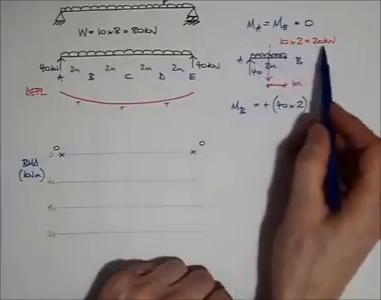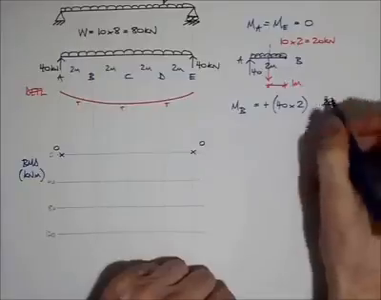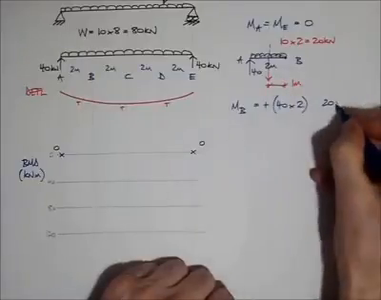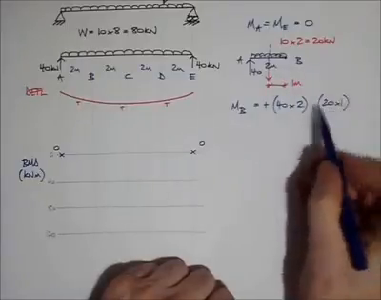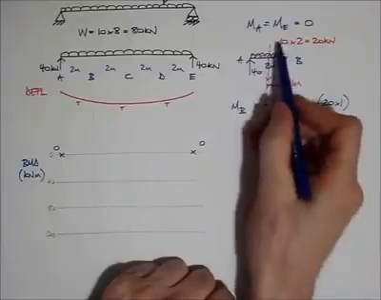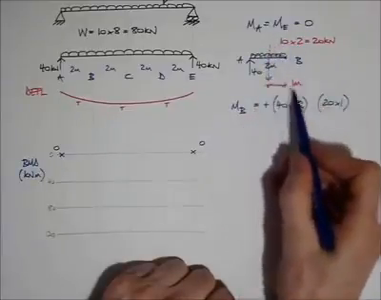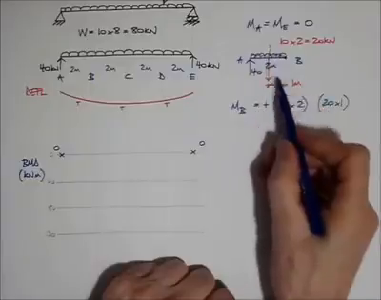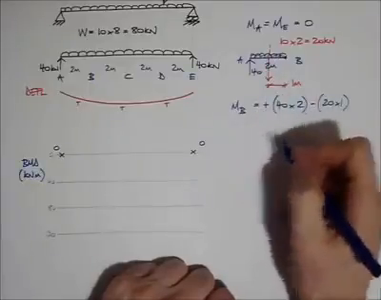And then I also have the weight, or the force, from the UDL, the uniformly distributed load, which is 20 kilonewtons, acting at 1 meter's distance from point B. So the bending moment is 20 times 1. Now that would be going anti-clockwise around point B, so that's going to be negative.